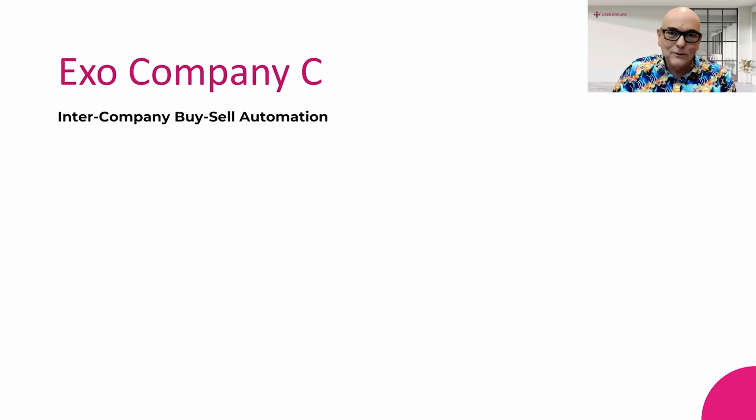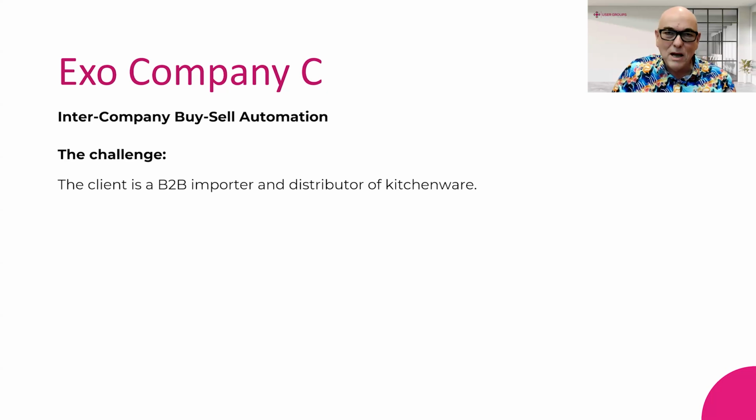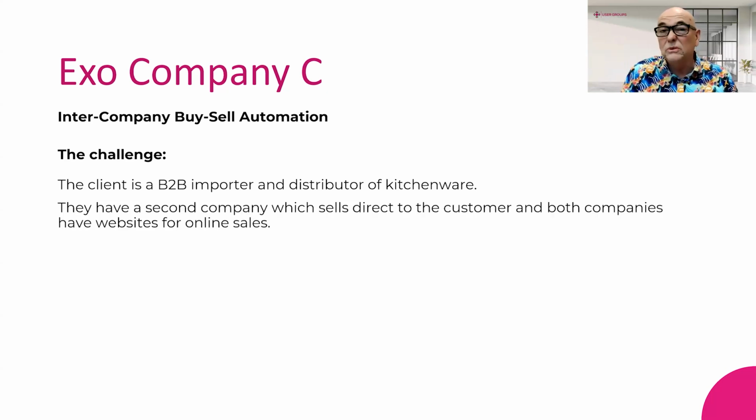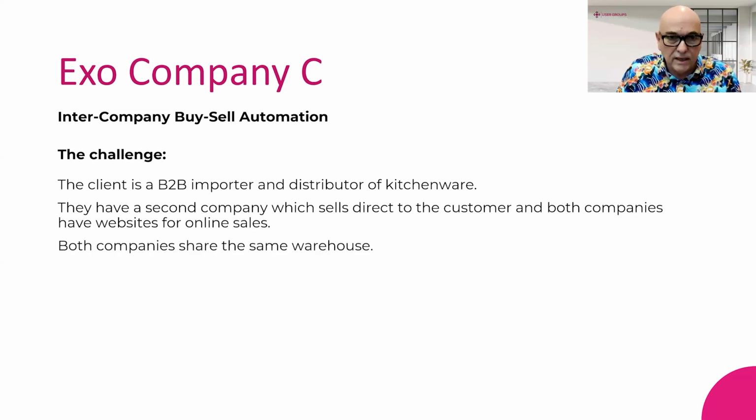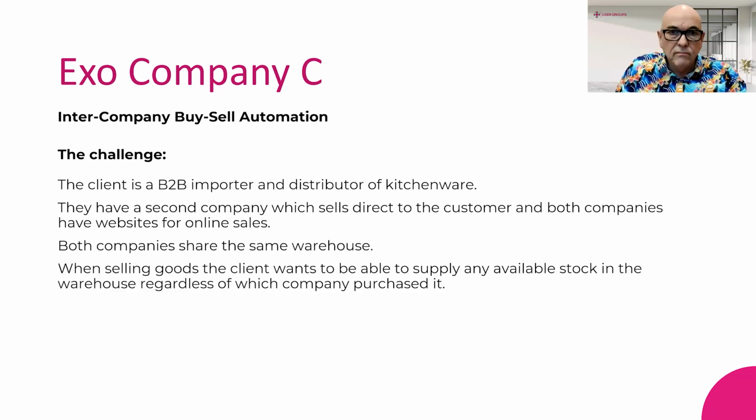The intercompany buy-sell automation. Now, this is actually quite common where a company might own two businesses. One does the importing, should we say, and the warehousing, and the other one does the retail selling. They might have different reasons, but they might have a different limited liability entity that does one and the other one does the other. Now, don't get confused between my Company A and my Company B. Let's just say that the importer sells with one company to the customer. Both companies share the same warehouse, so the stock really is just in there, owned by one company. When selling the goods, the available stock can just be supplied, regardless of which company purchased it.